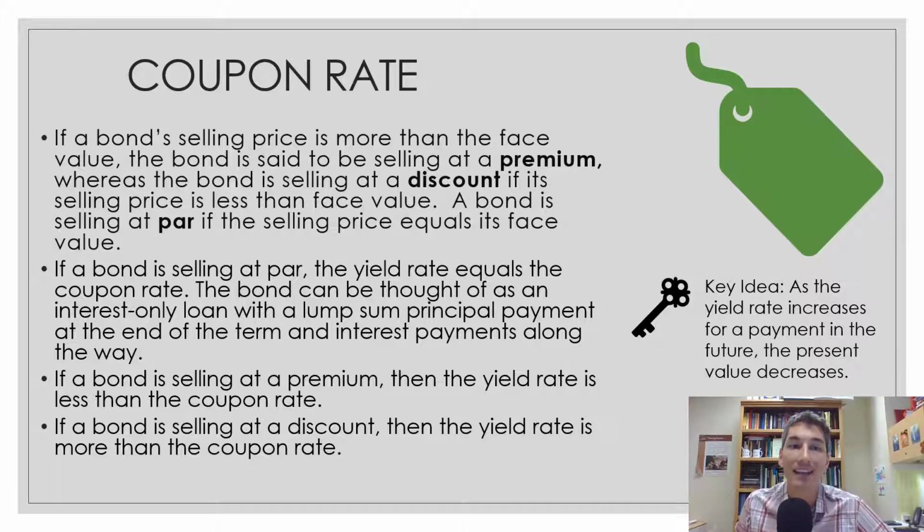If the bond is selling at a discount, that would mean that the selling price is lower than the face value, which means you're probably not getting very many coupons. Okay, you're paying a little bit now, and then at the end you get the full face value.